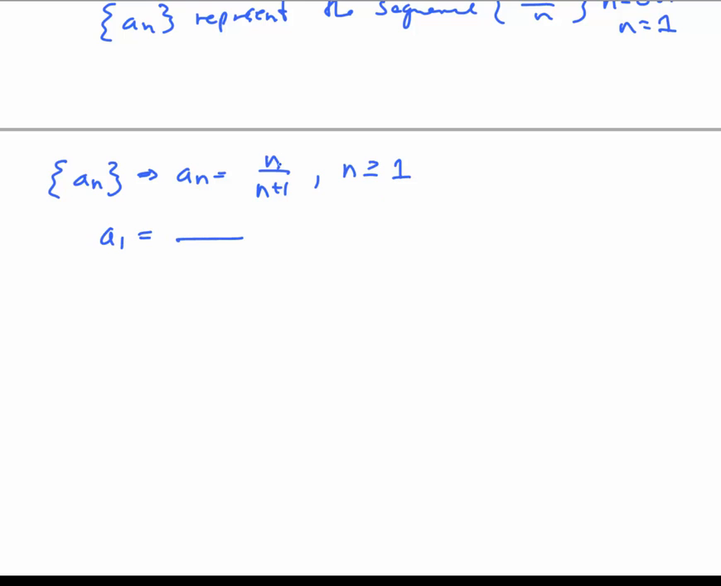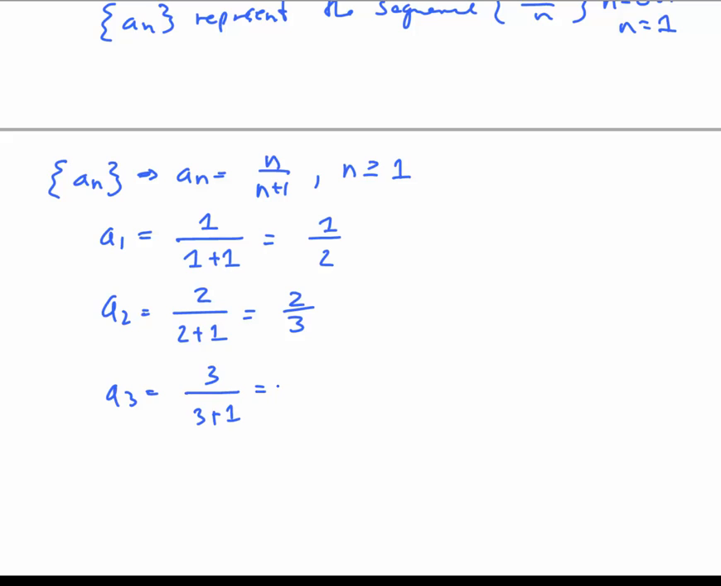So that means everywhere that there's an n in this, I plug in a 1. So I'd have 1 over 1 plus 1. That would be 1 over 2. So there's the first term in my sequence. Let's look at a sub 2. So it'd be 2 over 2 plus 1. So that's 2 over 3. So there's the second term. A sub 3, 3 over 3 plus 1, which is 3/4.